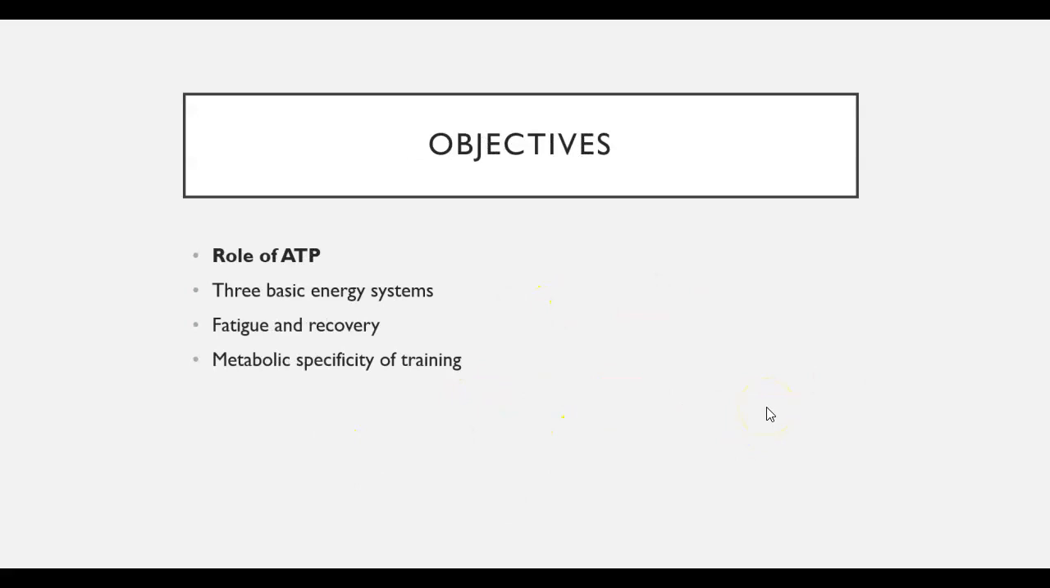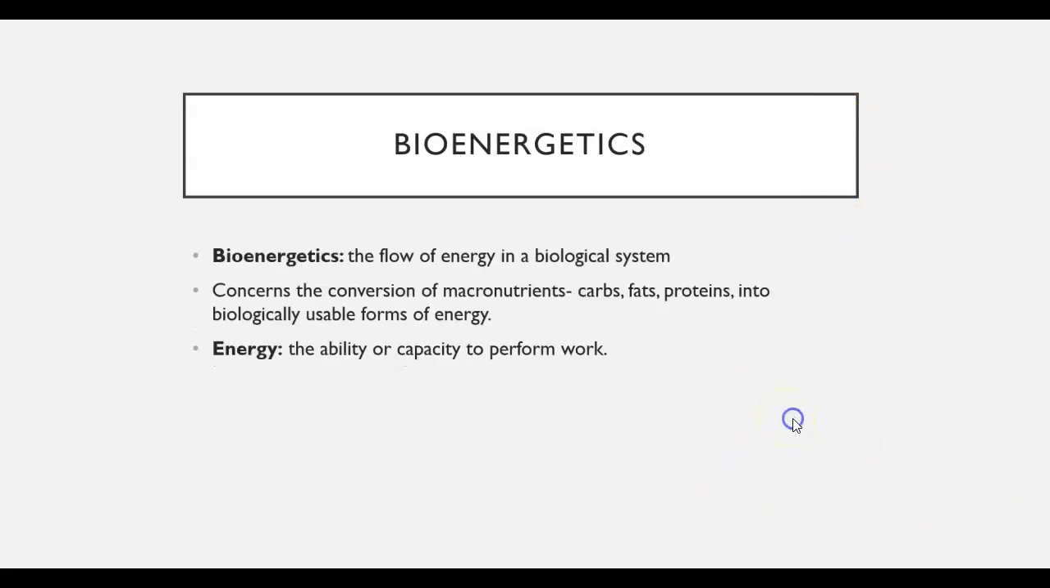So today what we're going to cover is the role of adenosine triphosphate, which is ATP. We're going to talk about the 3 basic energy systems, fatigue and recovery, and then the metabolic specificity of training. And then after that, we'll start getting into some of the hands-on things. What do you need to know to design a program?